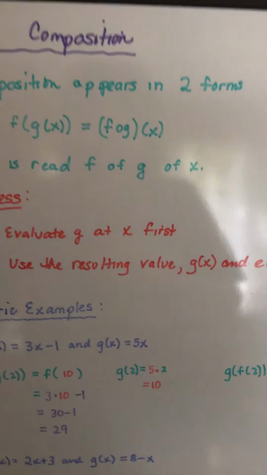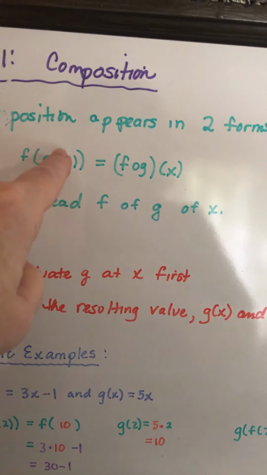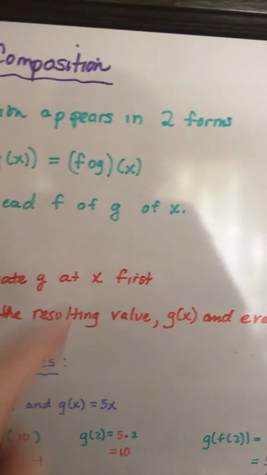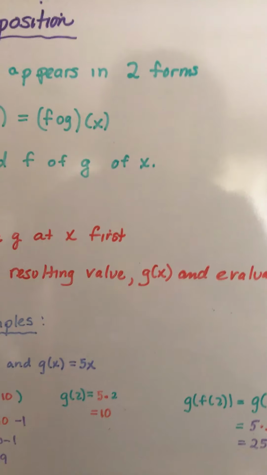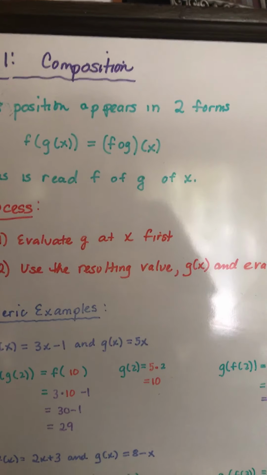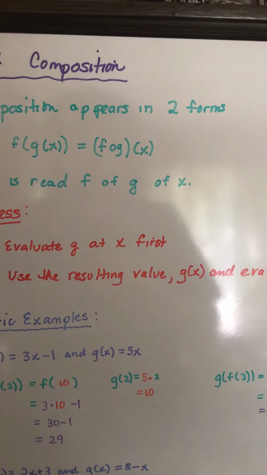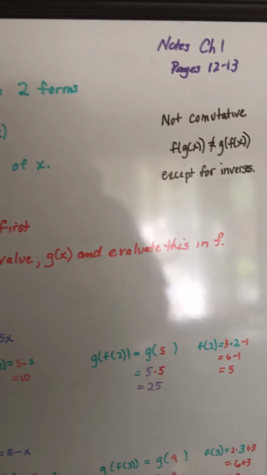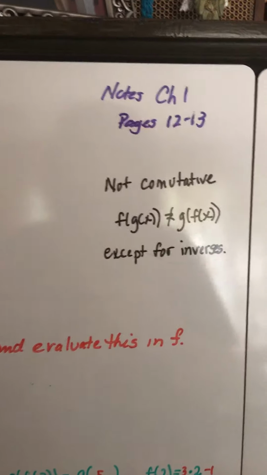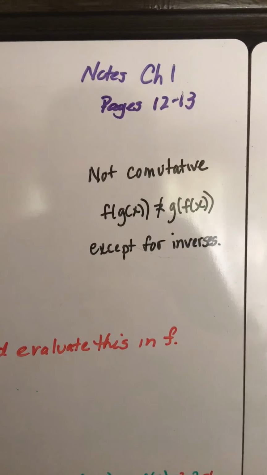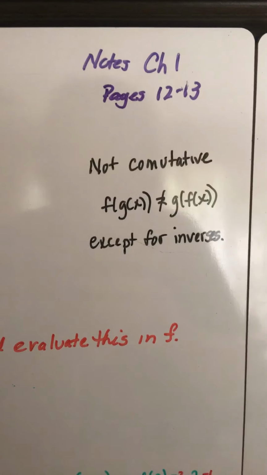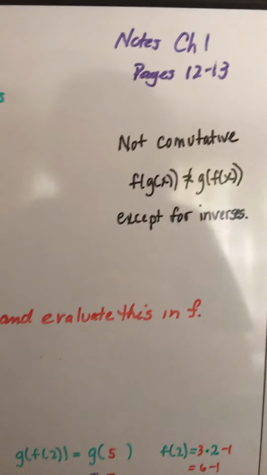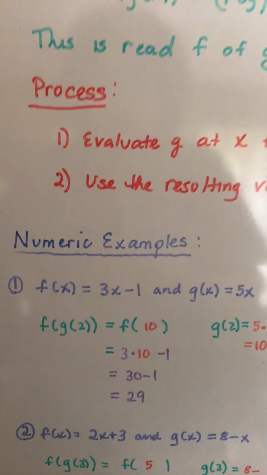You would evaluate first whatever value's in for x at the value of g, so g appears first. You would get that answer. And now that you know the answer of g of x, whatever value that is, you would evaluate this in your f function. Now, I want you to realize that f of g of x and g of f of x are not commutative except for when you find inverses. So be careful, don't assume you can do one way.